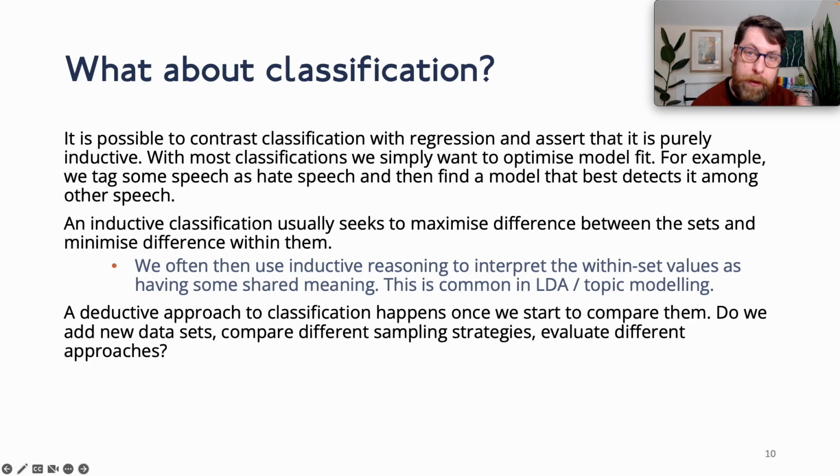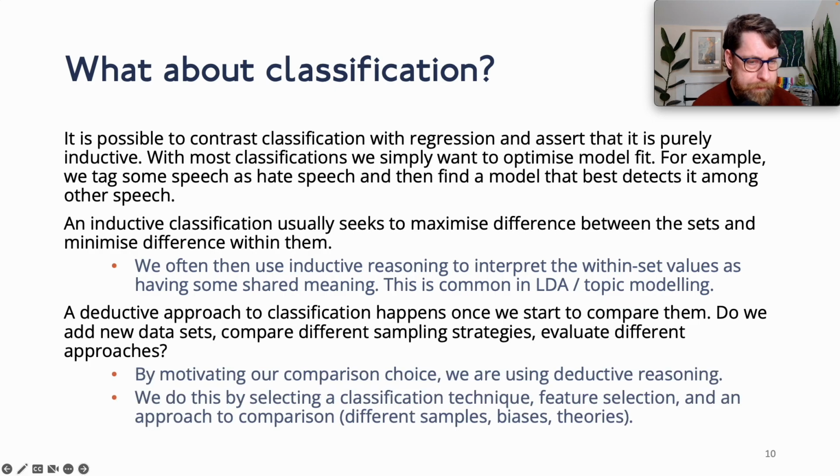If we classify using this approach, maybe something based on logistic regression versus something based on an SVM, support vector machine. They're different approaches. And so we might have a hypothesis that says for some specific reason, one would work better than the other. And if it does, then it can help guide us. So by motivating our choice of comparison, we're using deductive reasoning. We're having a theory about what difference there was and how that can explain some variation.